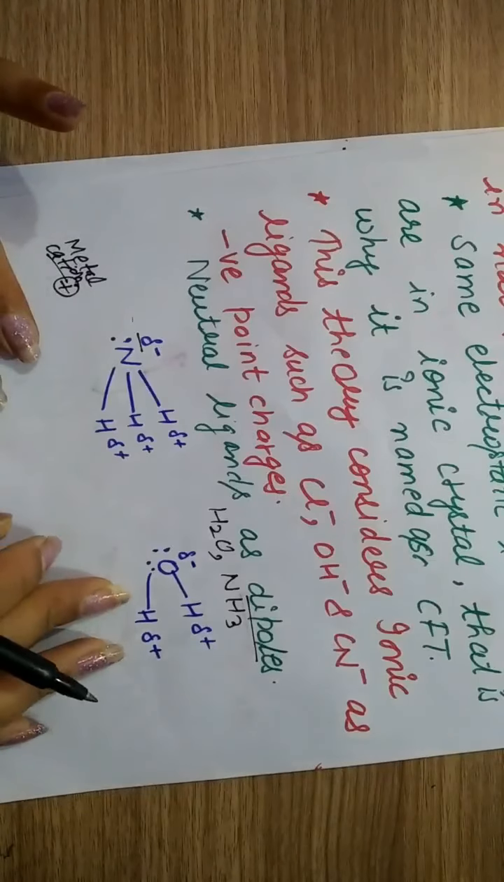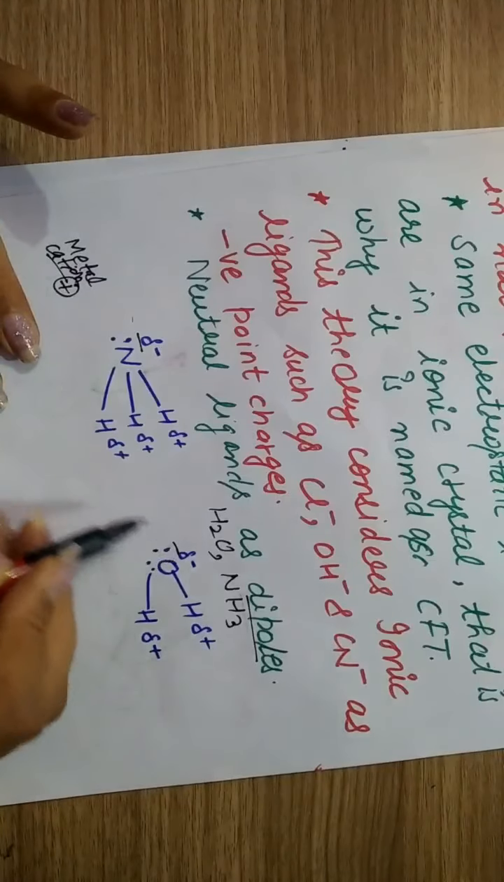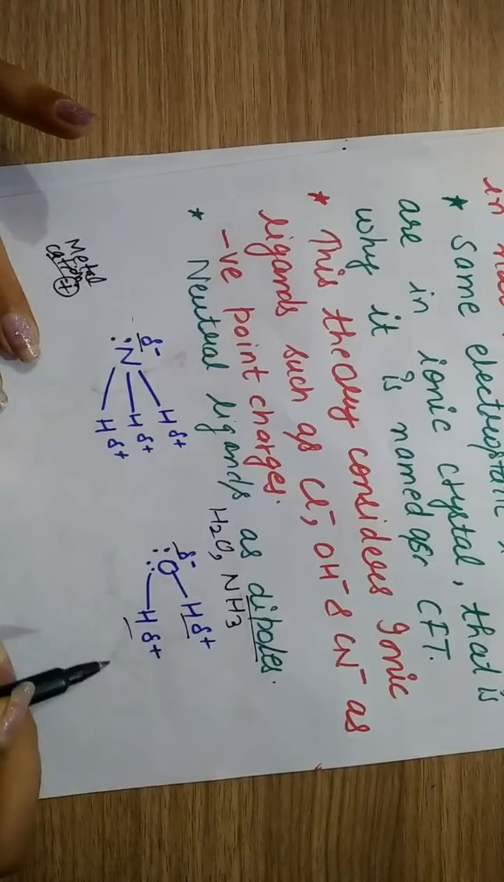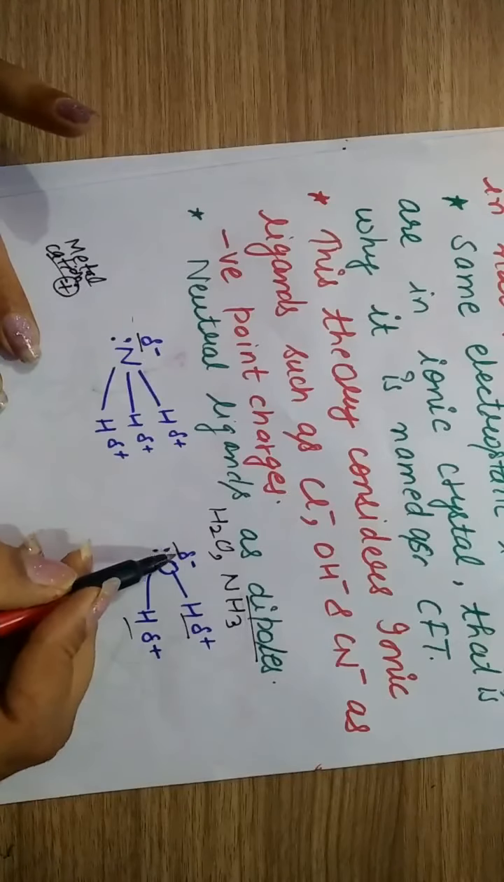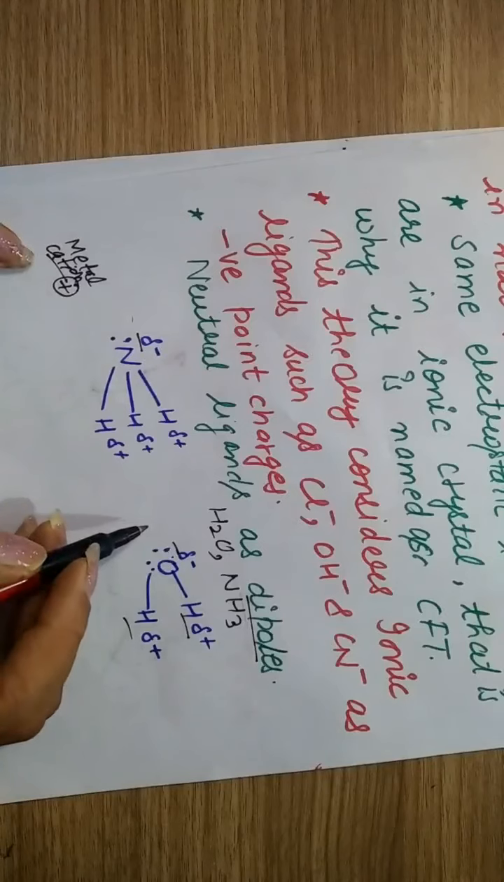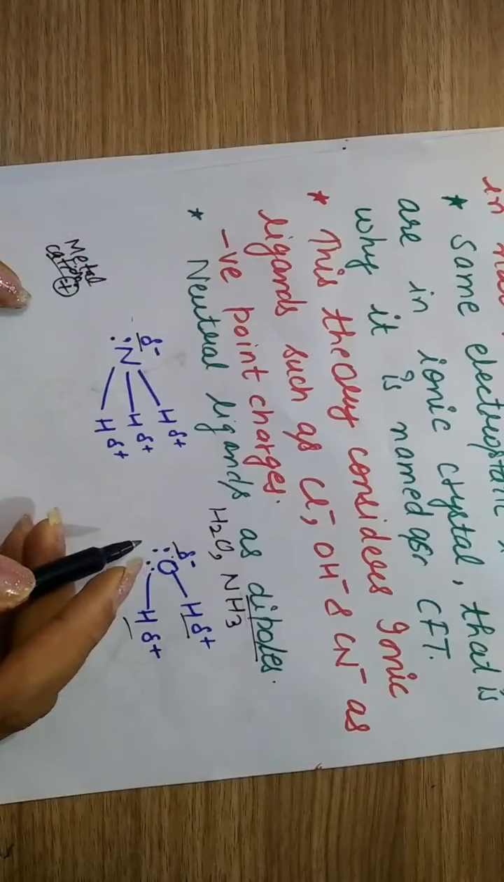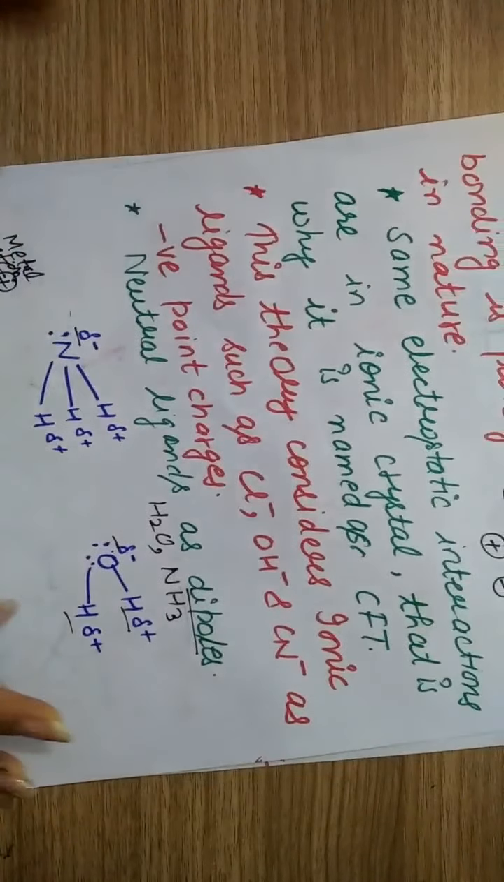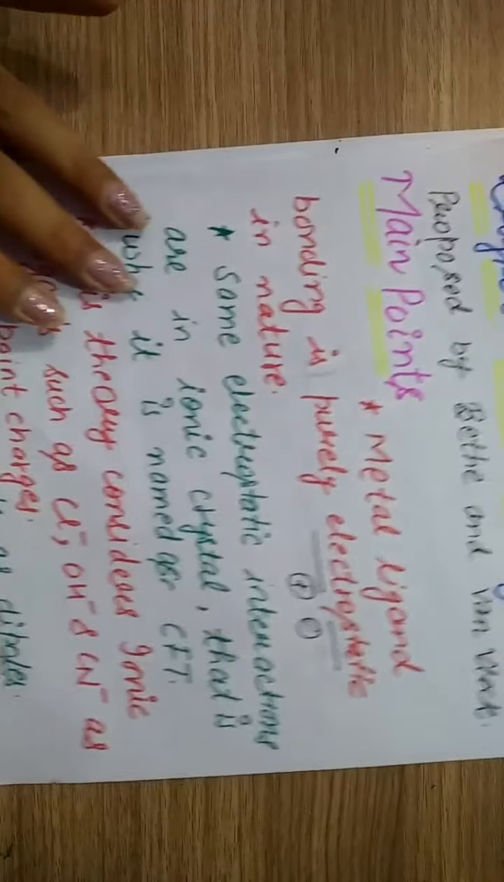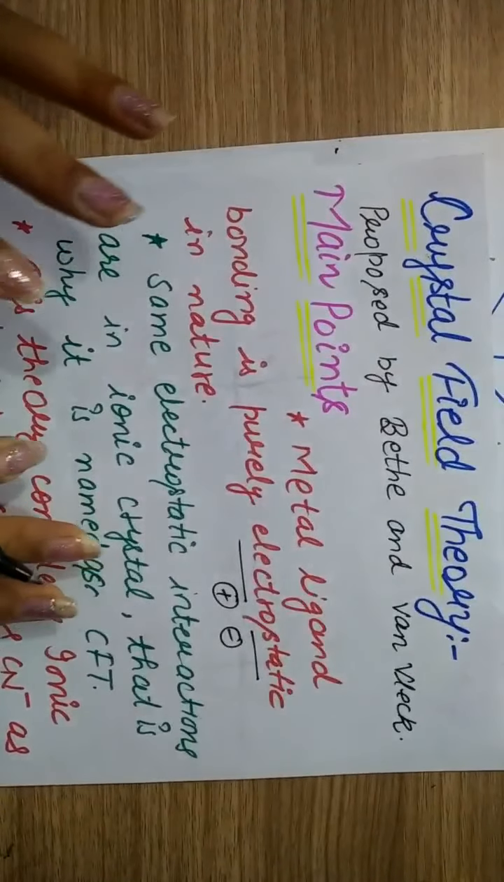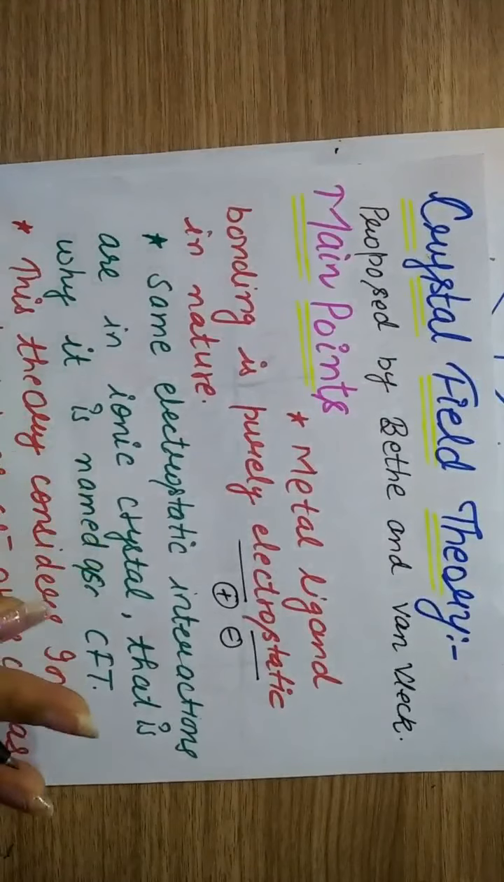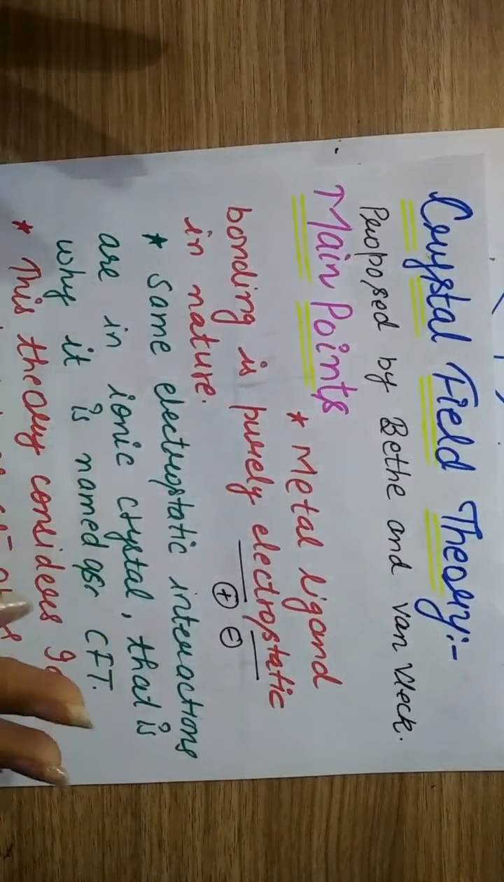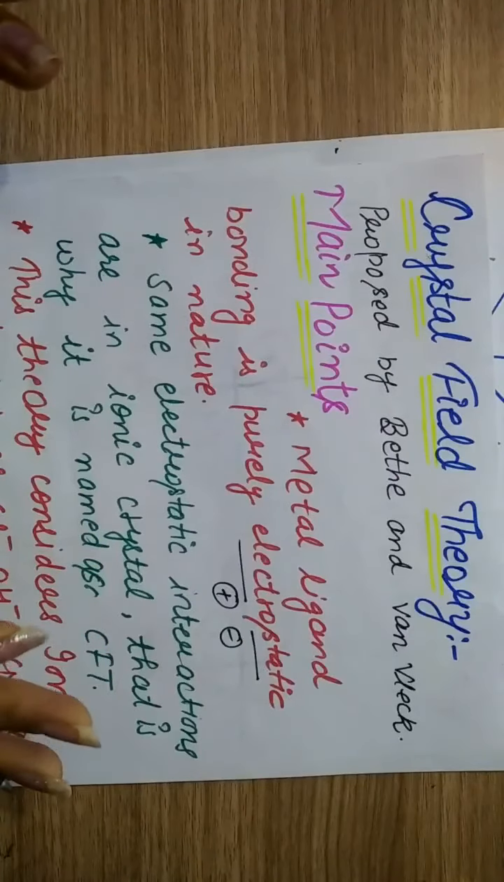Similarly, in this H2O ligand, this is the negative pole and this is the positive pole. This negative end is always directed toward the positive metal cation. These are the basic postulates of crystal field theory. After this, the theory discusses crystal field splitting in octahedral, tetrahedral and square planar complexes.